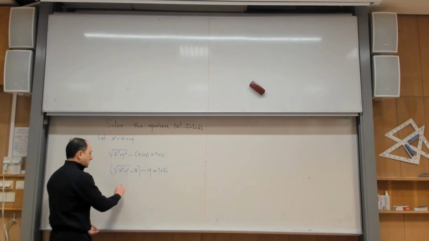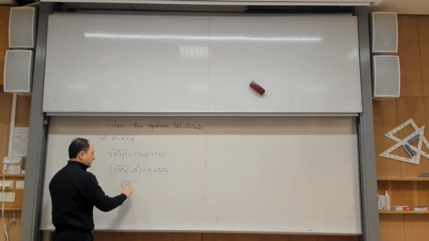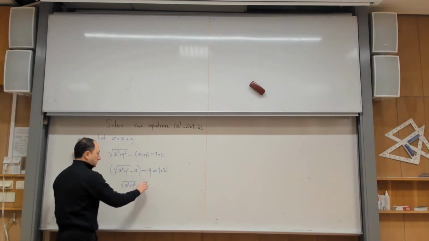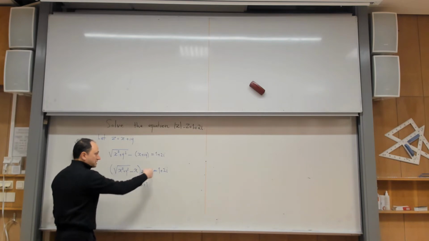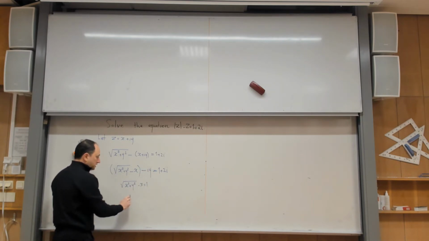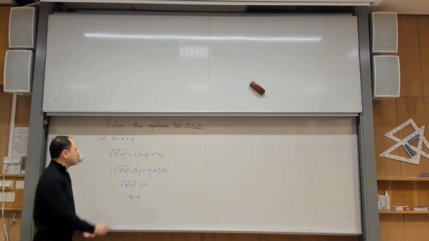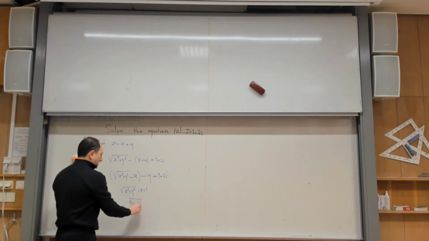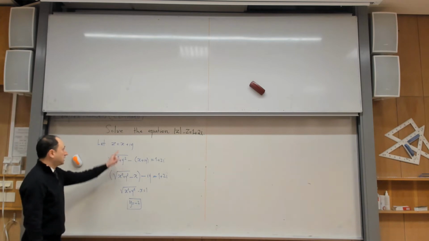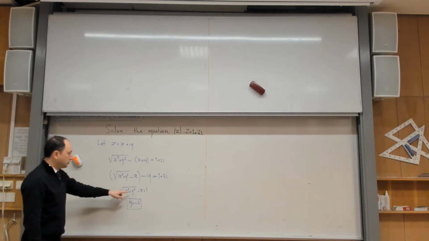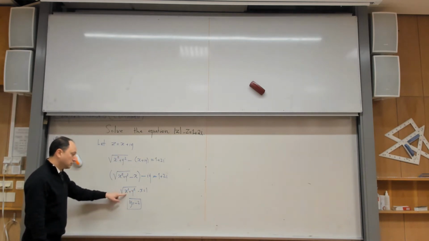Yes? So this means that the square root of x squared plus y squared minus x is 1, and minus y is 2. But it means y is negative. So y is minus 2. I need to find x. Even though this might be a non-standard equation, it is not hard because you know y.